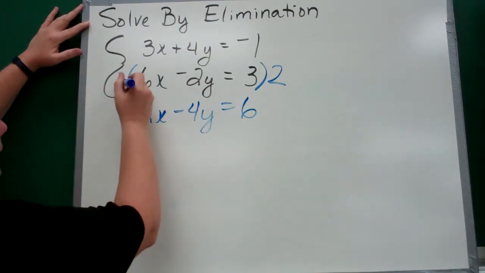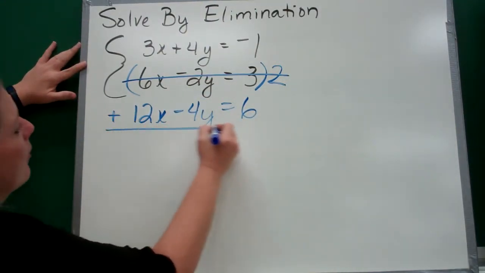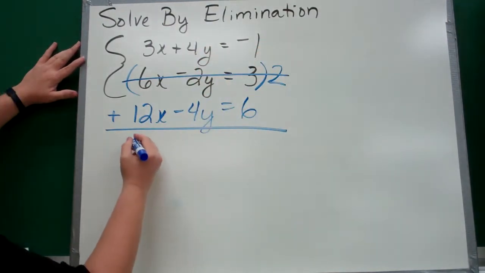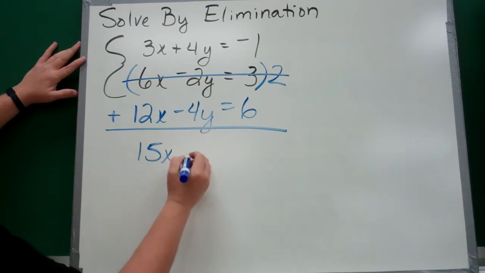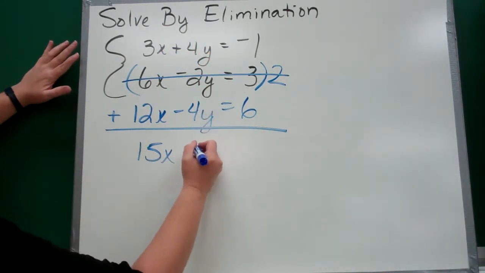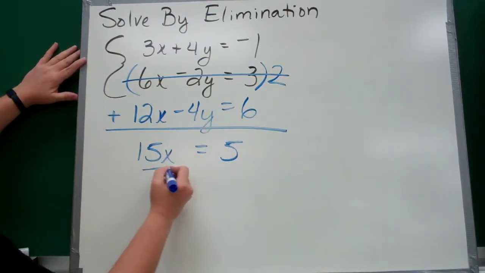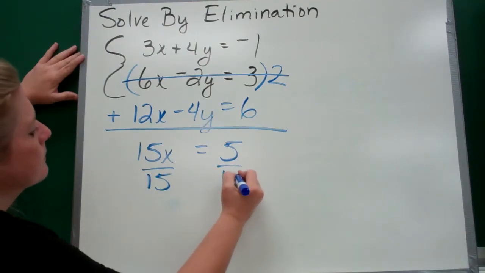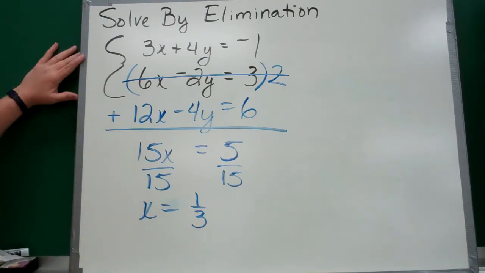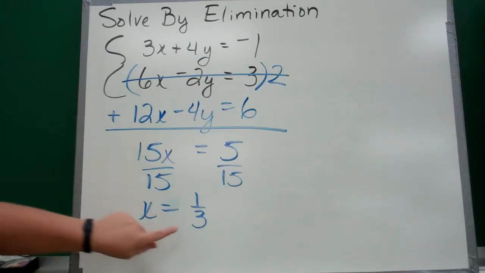Now I'm just going to draw a line through this so that I don't get confused, because now I'm going to add these two equations. So I've got 15x, 4y minus 4y eliminated, equals 5. Divide by 15. x equals 1/3. Okay, now pick one of the two equations, plug this in and solve for y.